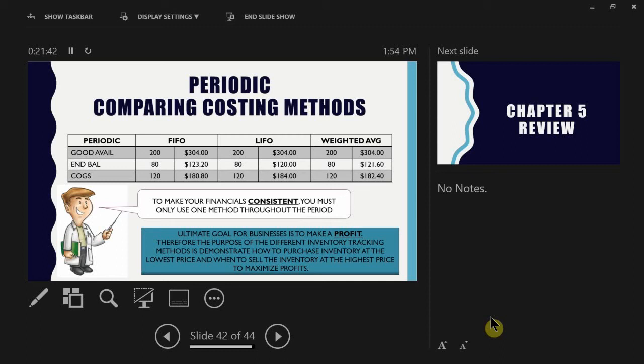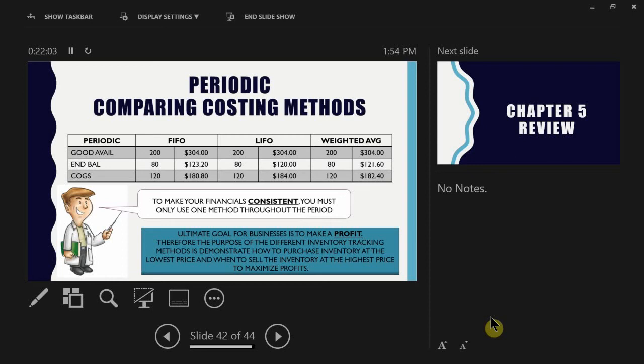Okay, so that way, once again, when I talked about this, you're not expensing at a high price or at too low of a price. You're just taking the average. All right, so again, the ultimate goal for a business is to make a profit.